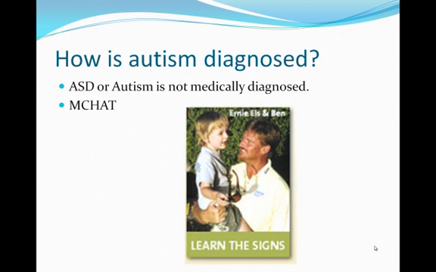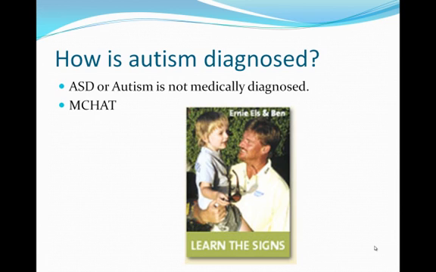How is autism diagnosed? Autism is not medically diagnosed, meaning you can't draw blood and send away for a test and get back that you have autism. It is really unknown what causes autism. There's a lot of speculation as to what really causes it, but across the board, doctors cannot put their finger on a single thing that causes it.